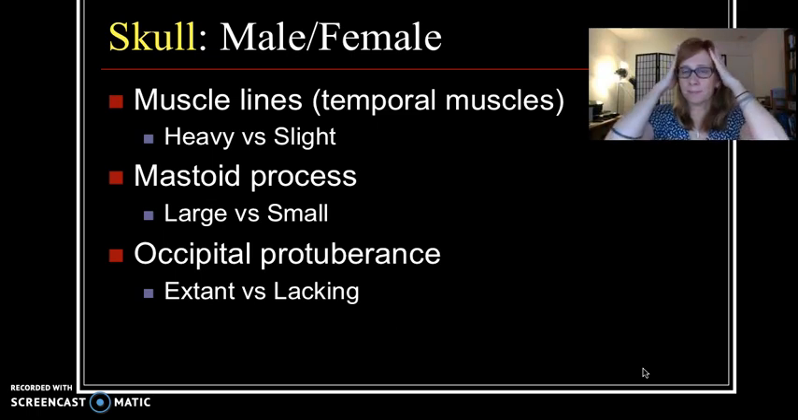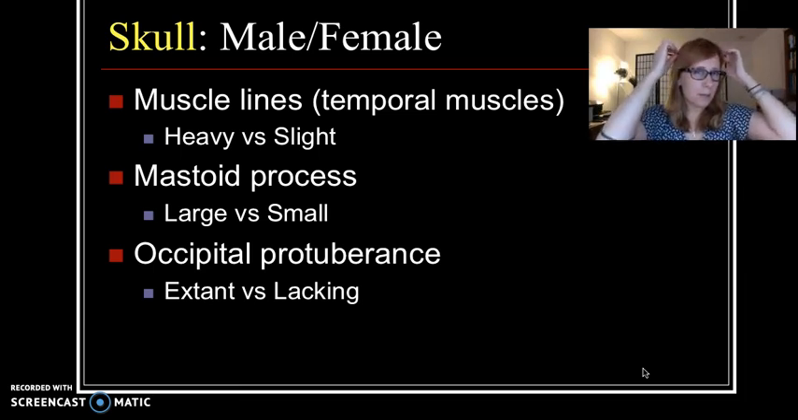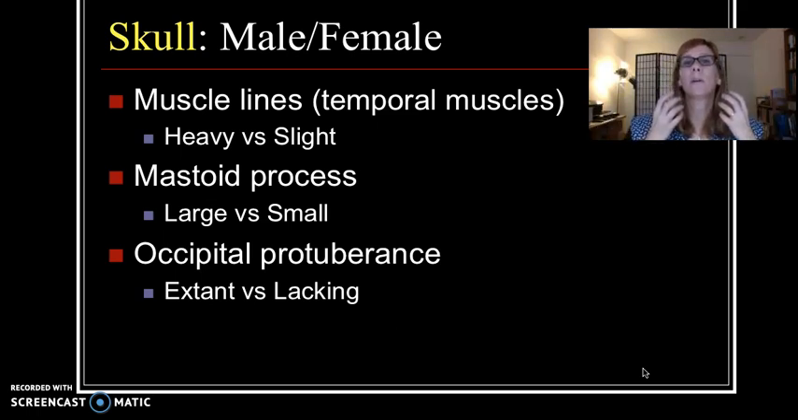So these temporal muscles connect to the skull. In males, you can actually see where those lines, where the connection was, right? There are lines, sort of indentations on the skull where the muscles connected. And that's because in general, men's muscles are a little bit larger, right? We refer to that as sexual dimorphism.